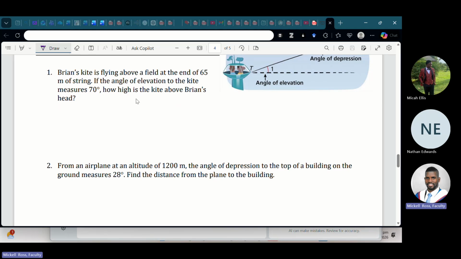From the language of the question, it brings us back to what we did in the previous question above. It says, Brian's kite is flying above a field at the end of a 65-meter string. The angle of elevation to the kite measures 70 degrees. How high is the kite above Brian's head? So Brian would be somewhere here. This is the horizontal ground, and this is him. This is the kite. So the kite is somewhere here.